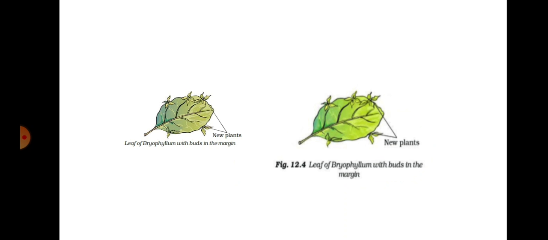Then we go to the next one, the leaf part. Some plants have leaves that contain buds that can develop into a new plant. The best example is bryophyllum.